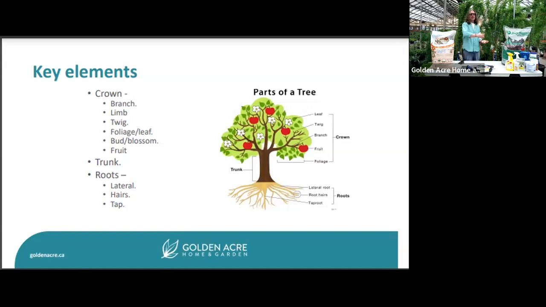The part we mainly look at when we're thinking about a tree for our property, because a lot of times we're not talking about the science of the tree or how it actually works, the life of it. We're talking about how it fits into our landscape, how it fits into our garden. And that's where the crown of it comes in.